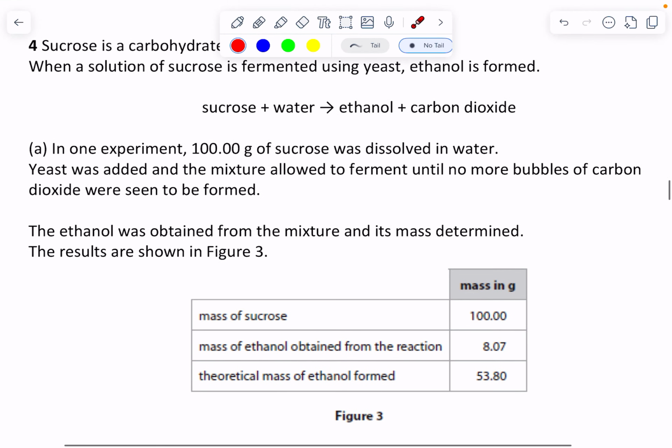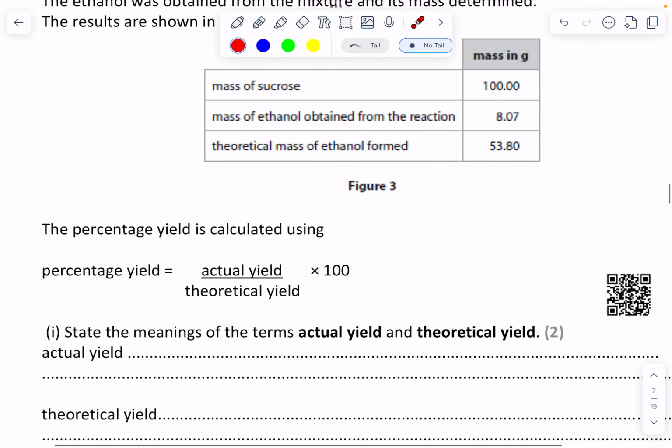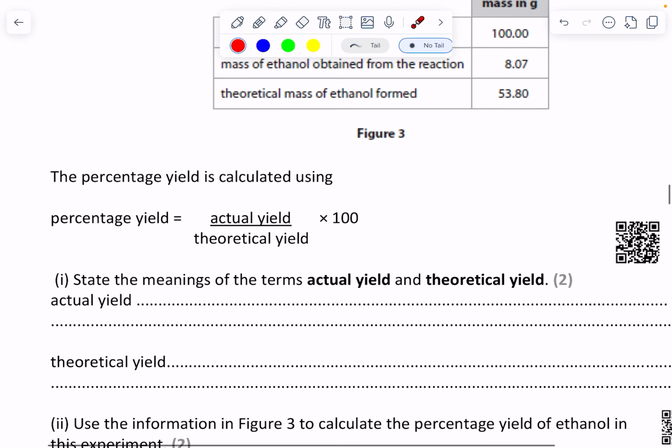Again, we're told a lot of information. Please take time to read it because that's going to really help you to answer the questions that follow. And we've got a table as well. Look at the data, make sure you understand the data. The first question here says, state the meaning of the actual yield and then the theoretical yield.